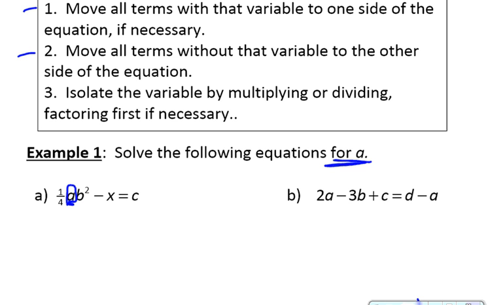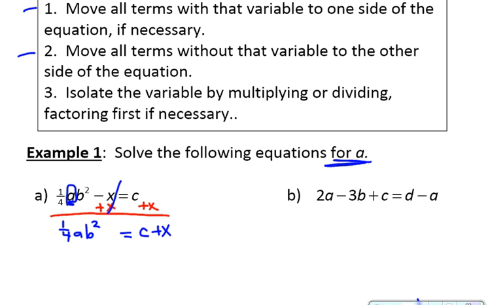So step one, we've got all the terms that have an A in it on the left side of the equation. So two, we want to move all the terms without that variable to the other side. So the only term without that variable is the x. So I am going to add the x to both sides. So when I do that, I'm going to end up with 1/4 AB squared. That's going to subtract out, and I'm going to be left with a C plus X on that right side.